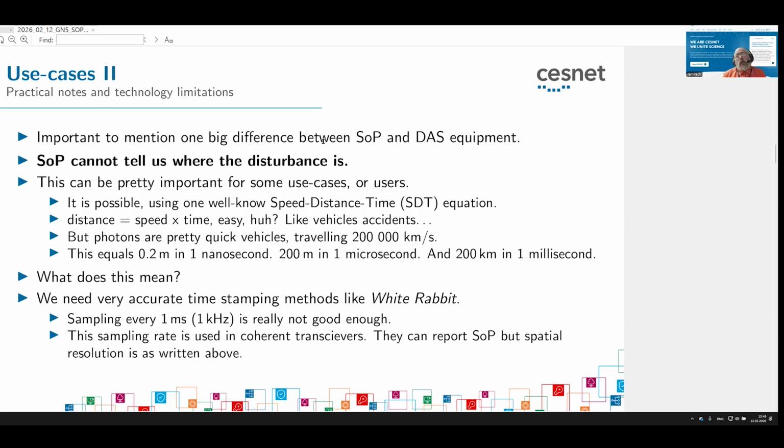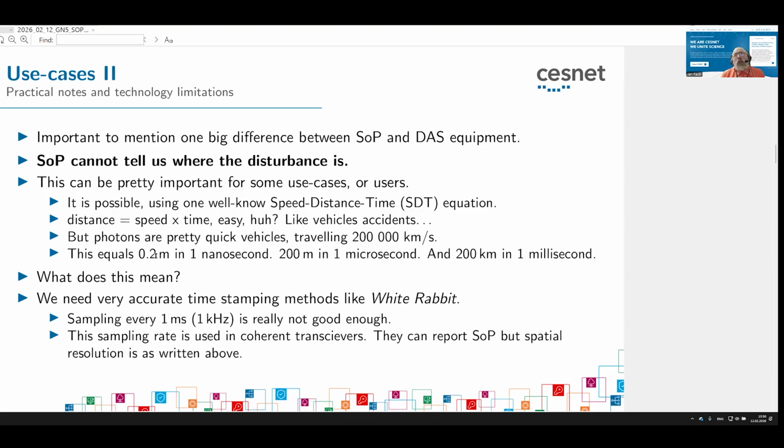because usually for these purposes, just fiber sensing, the golden equipment is DAS. There is one big difference between SOP and DAS: SOP cannot easily tell where the problem is. And of course, this is pretty important for some use cases and end users. In principle, it's quite simple, because you can use the speed, distance, time equation. Distance you can calculate if you know speed and time, like vehicles. There is only one problem, because photons are pretty quick compared to cars or vehicles traveling at this speed.